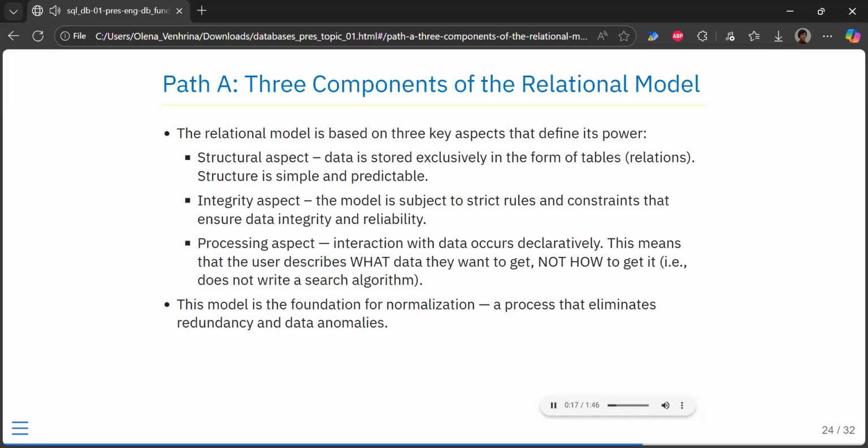First, the structural aspect. It is simple, everything is a table. No complex pointers or hierarchies visible to the user. Only tables, rows, and columns. Second, and most importantly, is the integrity aspect. The relational model is strict. It forces us to define data types, it guarantees key uniqueness, it uses foreign keys so you physically cannot create an orphan record, e.g., a student referring to a non-existent group. This strictness gives us the gold standard of reliability, ACID transactions.